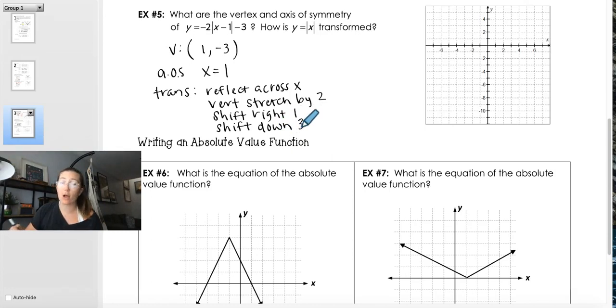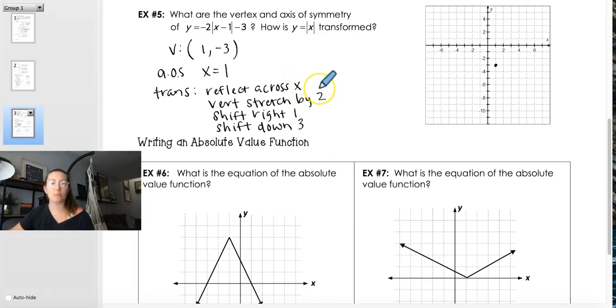All right. With all of this information, I could go ahead and graph this. So I'm going to do this all in one step, so hopefully you guys understand. So I'm going to start with my vertex. I'm at 1, -3. Okay, instead of this being a right side up V, this is going to be an upside down V because it was reflected.